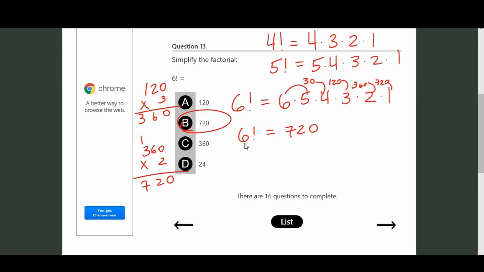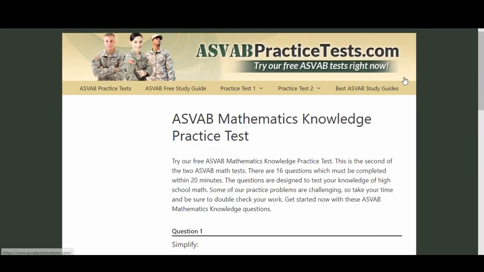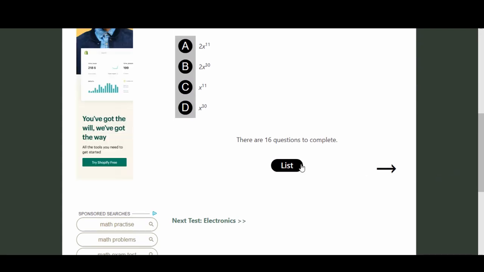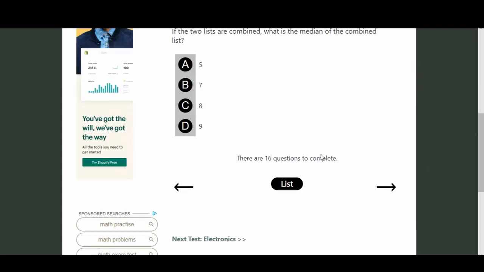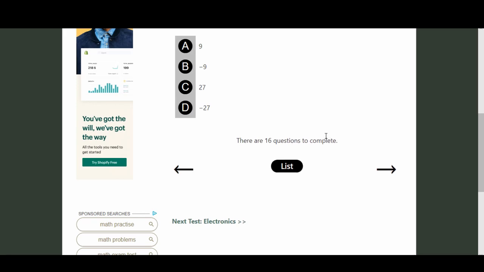Again, get used to reading this as 6 factorial. And all you do is multiply all the numbers leading up to 6. 6 times 5 times 4 times 3 times 2 times 1. That's all you do for those problems. So that was number 13. Let's do 14.